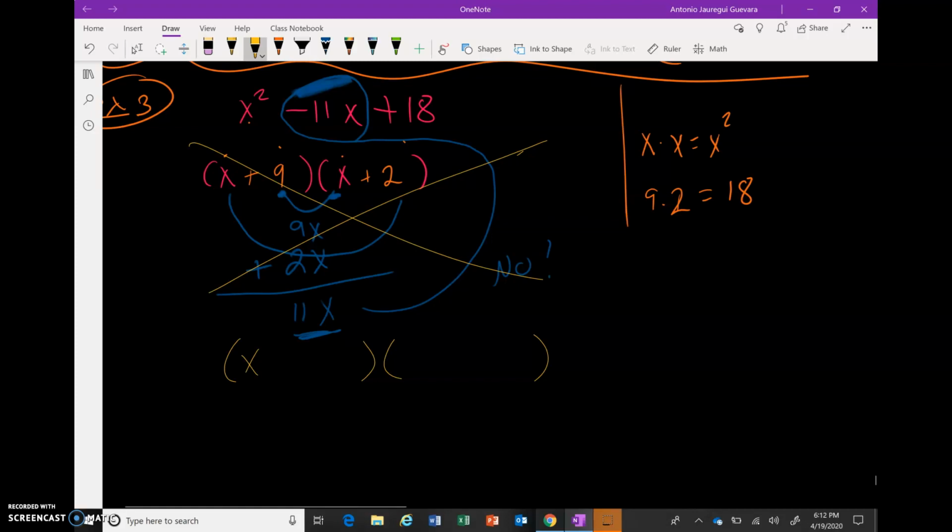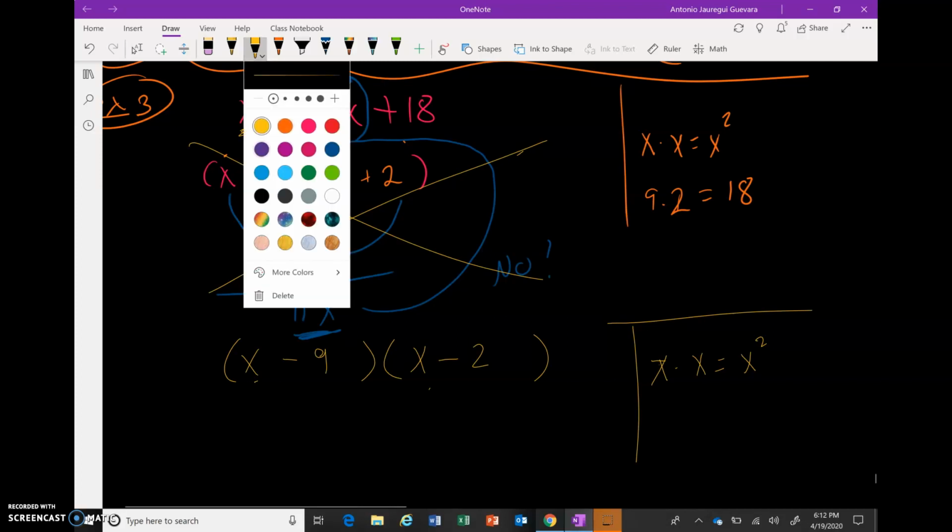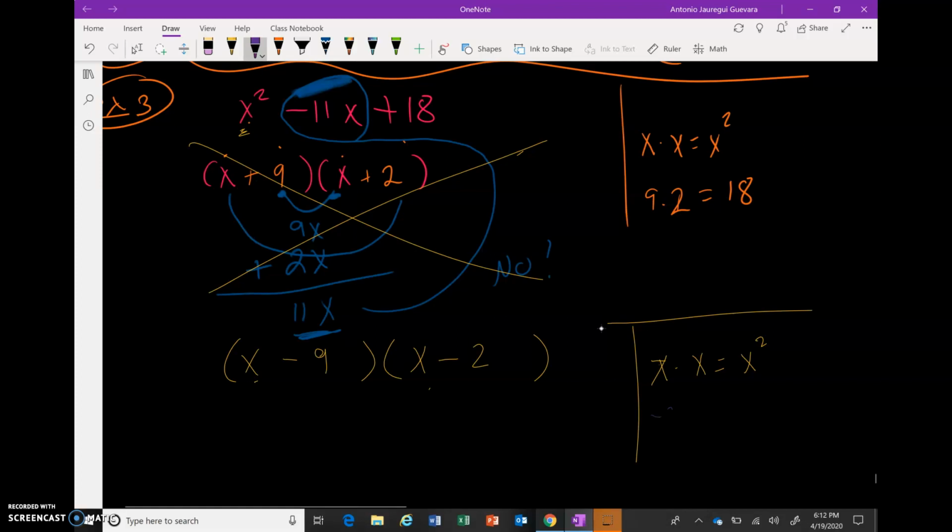So I happen to think it would be x minus 9 times x minus 2. Why? Well, let's double check this. X times x will give me x squared, so those two check. Then negative 9 times negative 2 gives me 18 as well, so these two numbers give me 18. That works. Let's go ahead and check with our rainbow method.